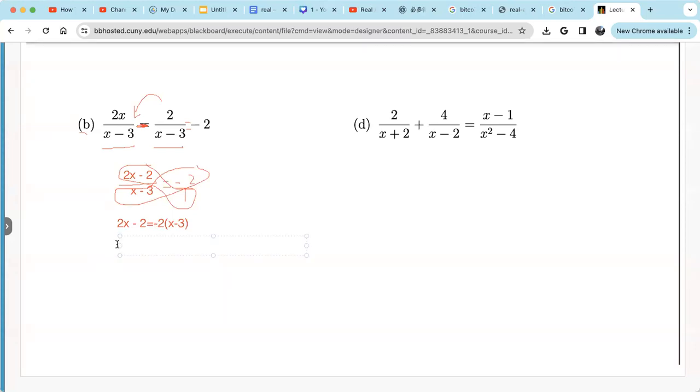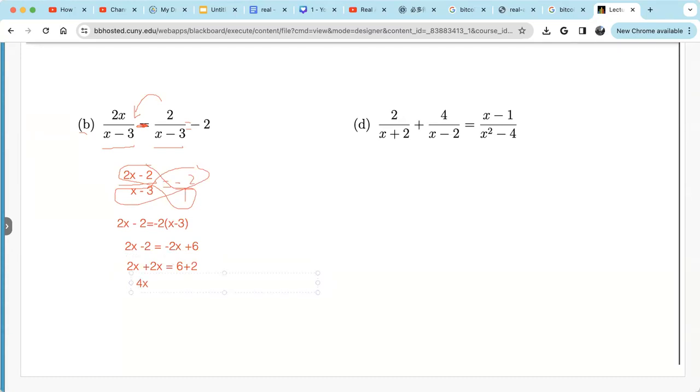Simplify this. Get 2x minus 2 equals -2x, -2 times -3, plus 6. Right? Now let's move things around so we can combine like terms. So move -2x from the right-hand side to the left-hand side, it becomes +2x. Right, 6. Move -2 from the left-hand side to the right-hand side, it becomes +2. It's the same way to think: add 2 on both sides, add 2x on both sides.